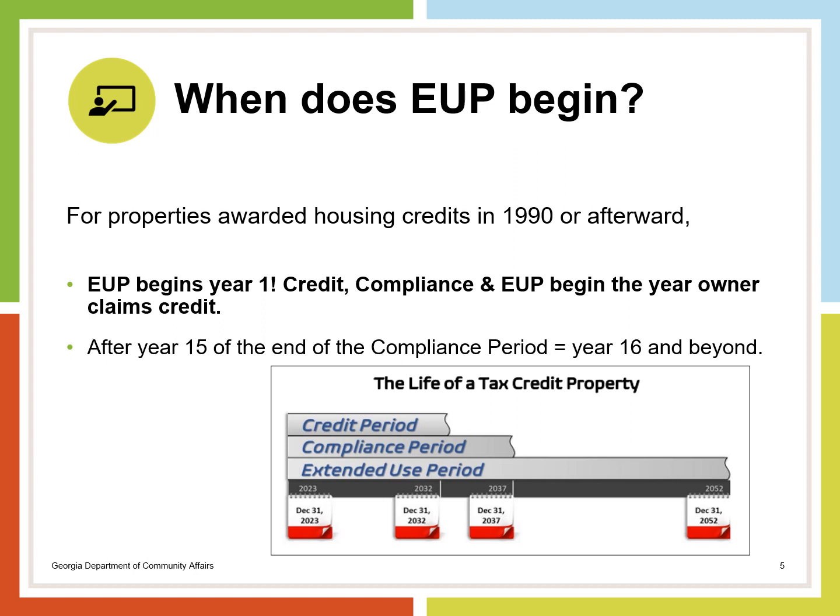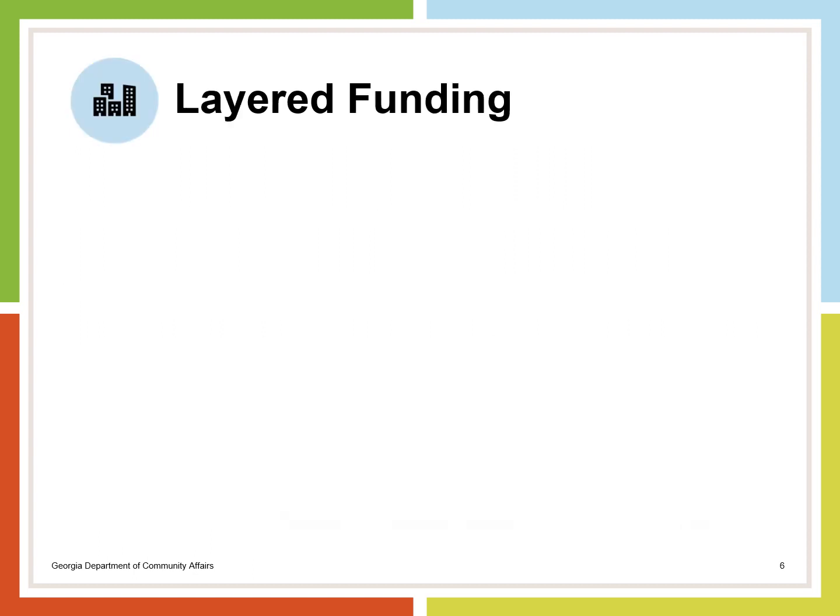The compliance period ends December 31st, 2037, and the extended use runs for a minimum of 30 years, which would be December 31st, 2052. Notice this example illustrates how the EUP begins at year 1 with the credit and compliance periods. Okay, I think we got it. Let's move on to the type of funded projects that are required to adhere to the extended use period requirements.